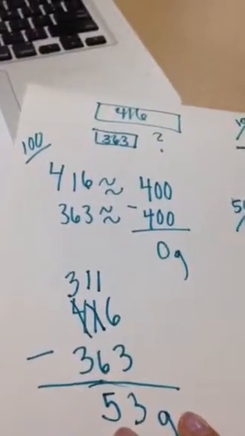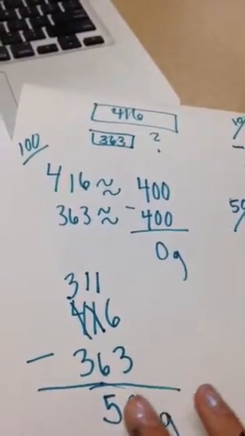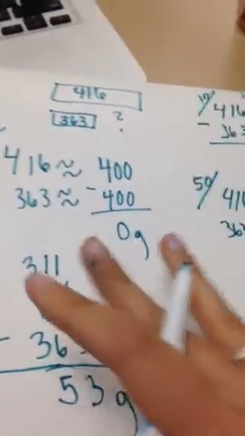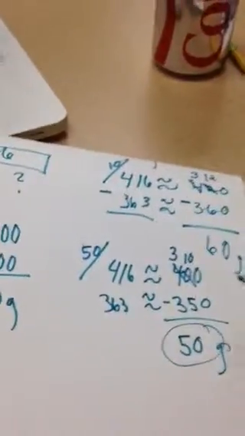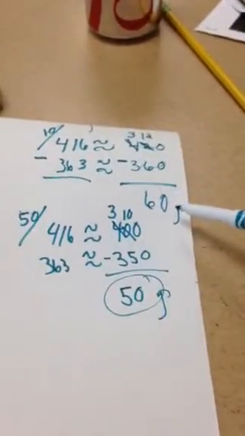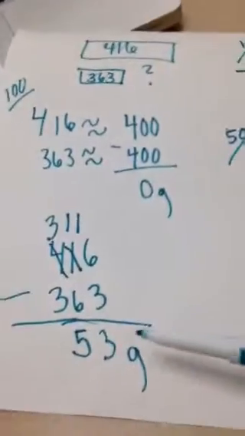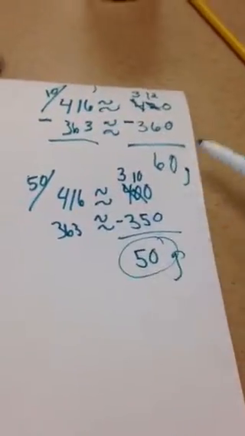Let's take a look. Well, rounding to the nearest 100 didn't really help us all that much, right? It gave us an answer of 0. So possibly, but let's look at our other two. When we rounded to the nearest 10, our answer was 60 grams. When we rounded to the nearest 50, our answer was 50 grams. Is 53 close to those two numbers?